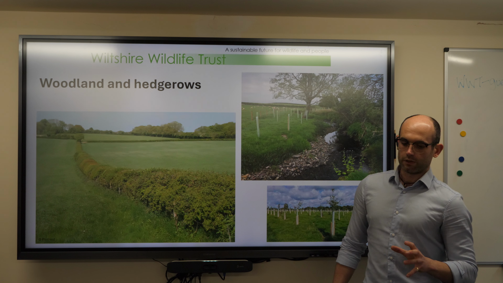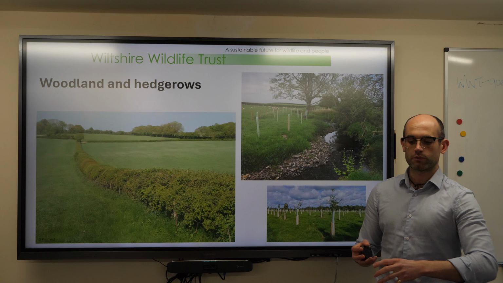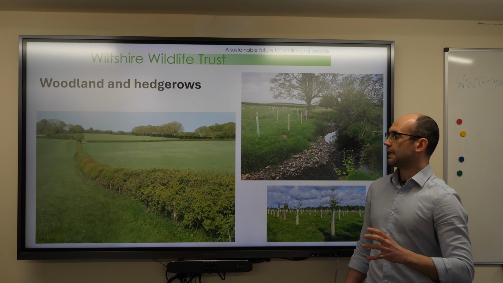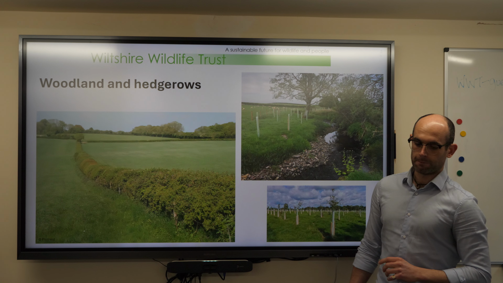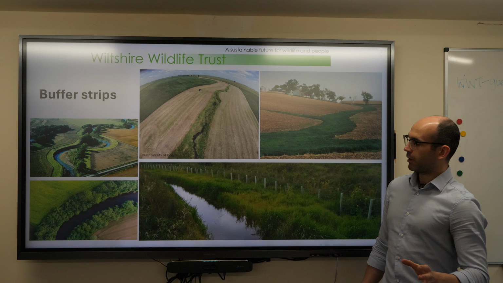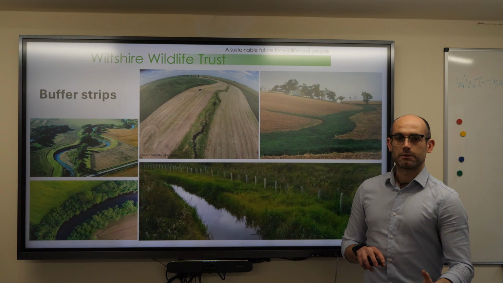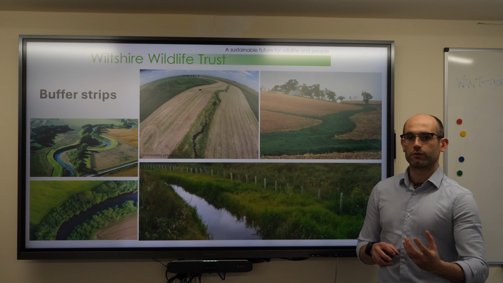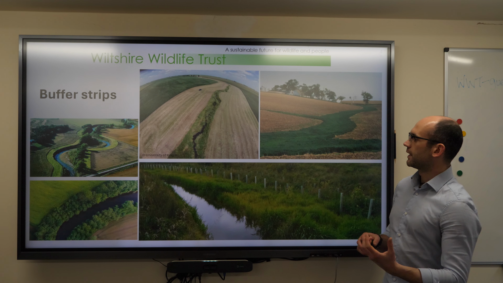So, thinking about woodlands and hedgerows, they quite often get neglected in terms of NFM. You can't necessarily see them working in particular because a lot of the effects are below ground, but they can be a really useful and multi-benefit natural flood management technique. Buffer strips are really good at intercepting overland flow and also increasing soil percolation for moisture. And they can take a number of forms.